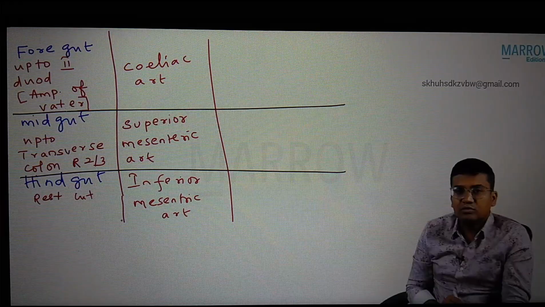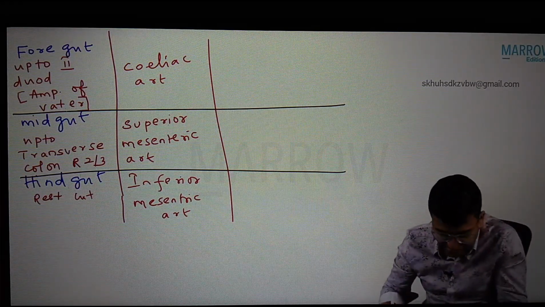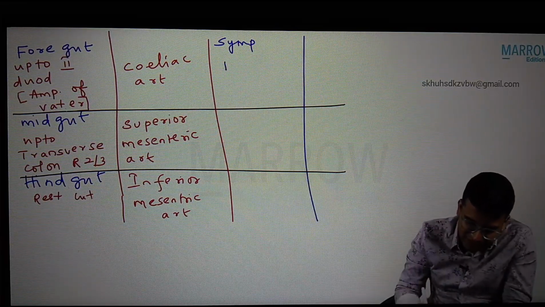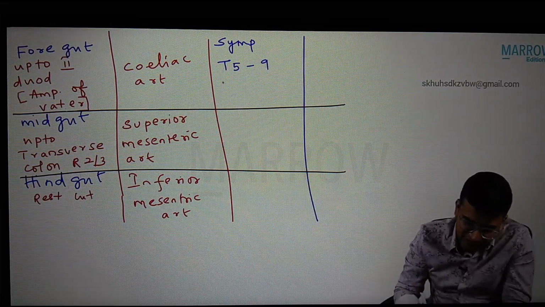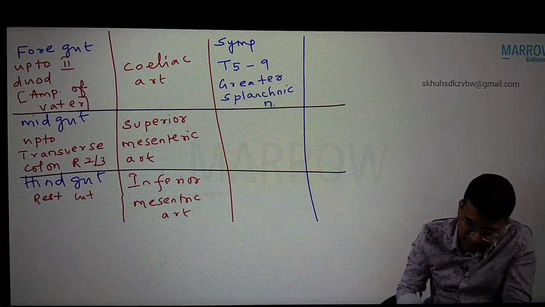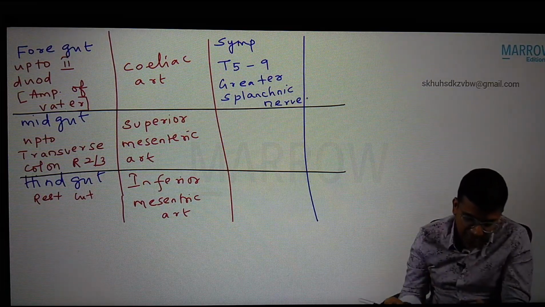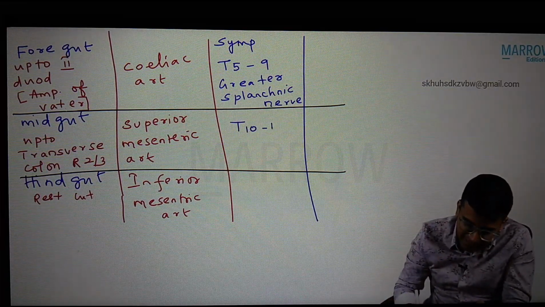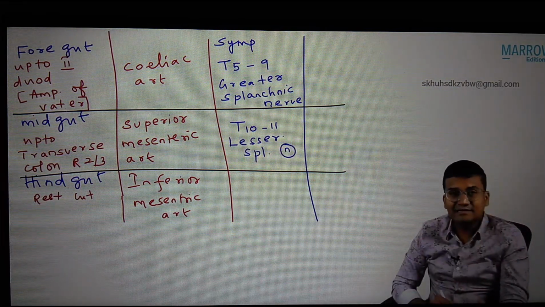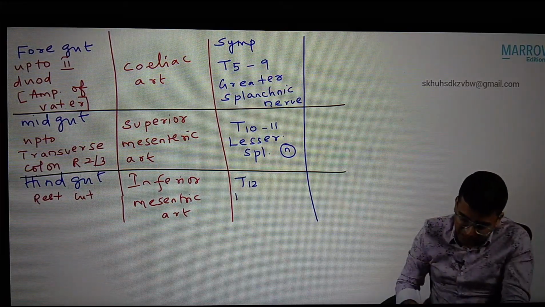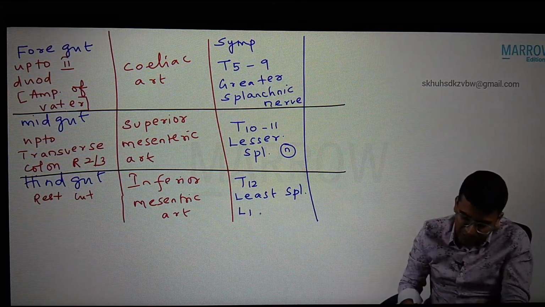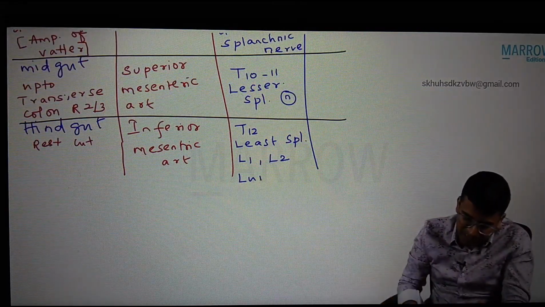Now, again, these tubes are supplied by sympathetic and parasympathetic fibers. Sympathetic fibers for the foregut are carried by T5 to T9, that is our greater splanchnic nerve. Midgut sympathetic fibers are carried by T10, T11, the lesser splanchnic nerve. The hindgut sympathetic fibers are carried by T12, the least splanchnic nerve, and also by the lumbar splanchnic nerves, L1, L2.